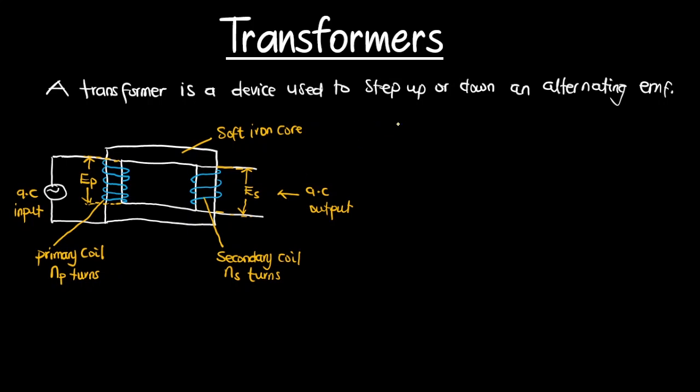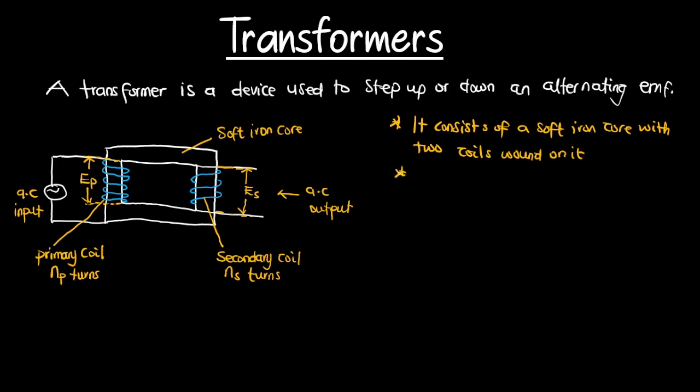Then basically let's have a look at some things we can note over here. We are saying that it consists of a soft iron core with two coils wound on it.